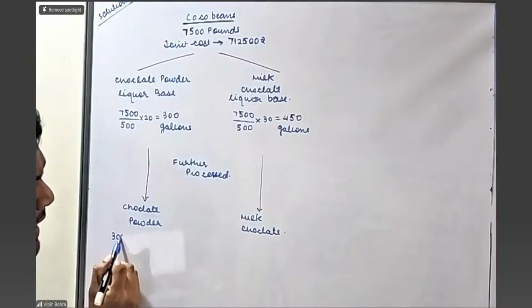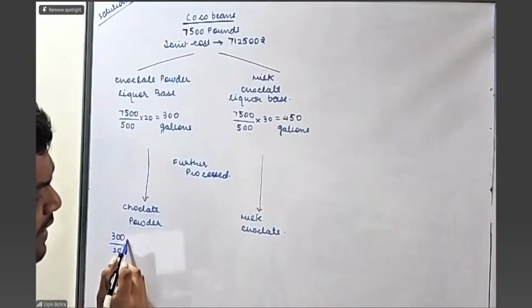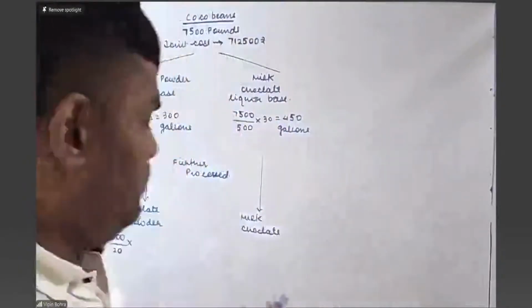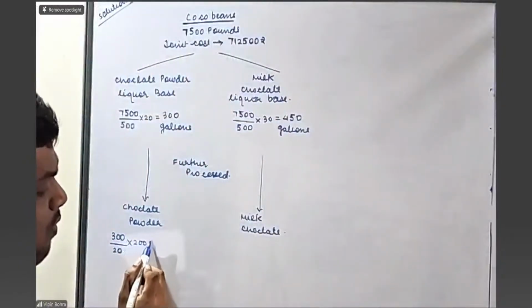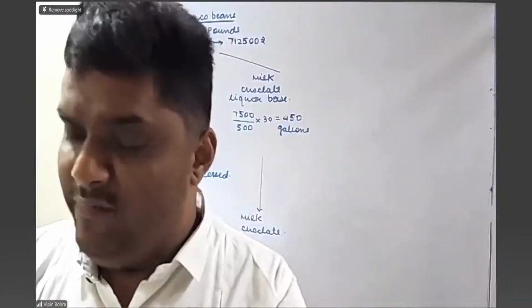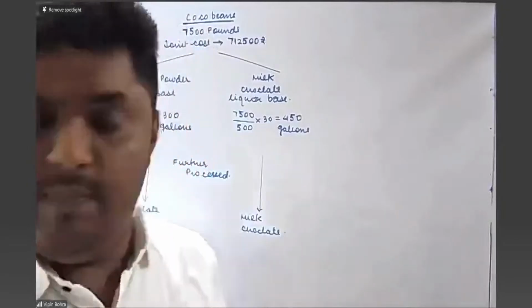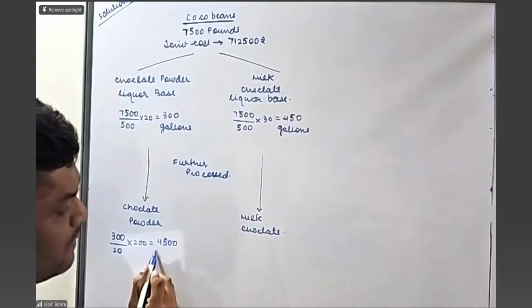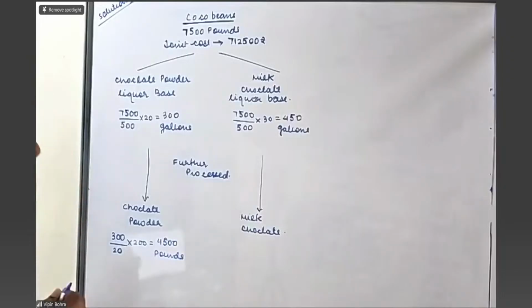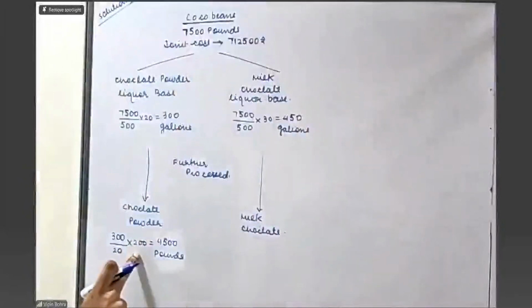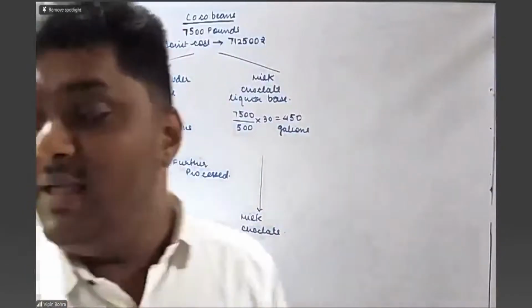So 300 gallons we have. For every 20 gallons, how much are we getting? 200 pounds. Total 300 gallons we have. For every 20 gallons, how much are we getting? 200 pounds. So how much is the final output? 4,500 pounds. Again, I repeat, for every 20 gallons, how many pounds are we getting? 200 pounds. So total output is how much? 4,500 pounds.